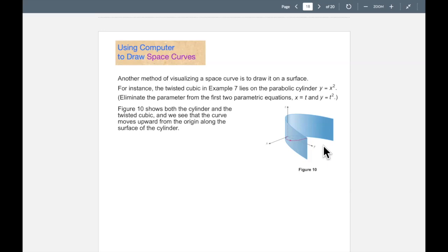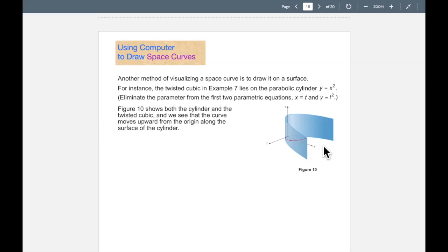So we have y equals x squared on the xy plane, and then when z moves, you still have y equals x squared. So imagine y equals x squared moving. That's called a cylinder. Remember our definition of a cylinder.